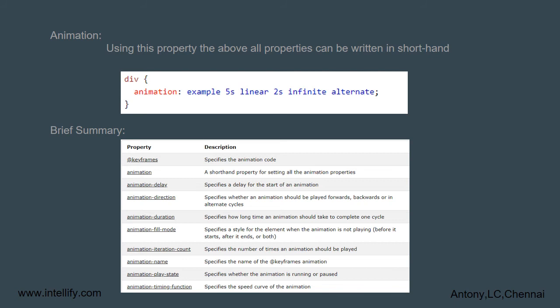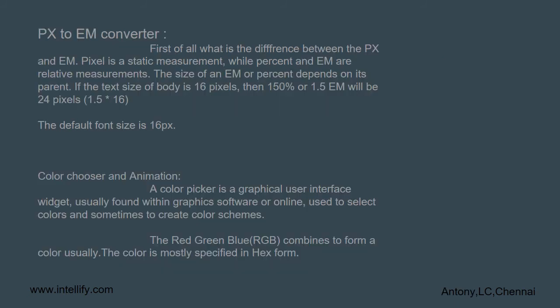So that's all we've seen about the animation. We are going to see about the pixel to EM converter. First of all, what is the difference between pixel and EM? Pixel is a static measurement while percent and EM are relative measurements. The size of EM or percent depends on its parent. If the text size of body is 16 pixels, then 150 percent or 1.5 EM will be 24 pixels. That is nothing but 1.5 times the number of pixels, here 16. The default font size is 16 pixels. So in other words, if we want to convert EM into pixels, we multiply the number of EM by the size in pixels.